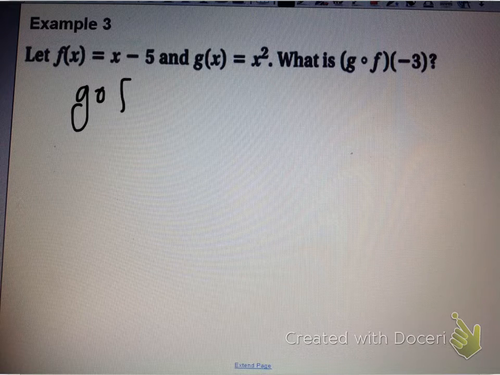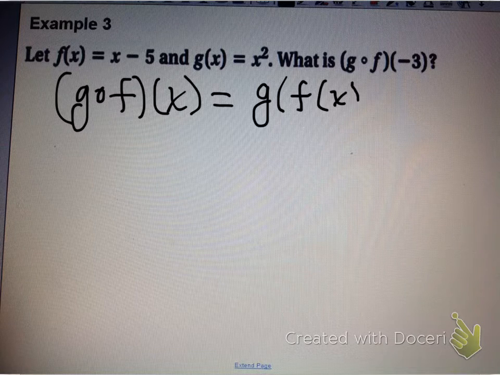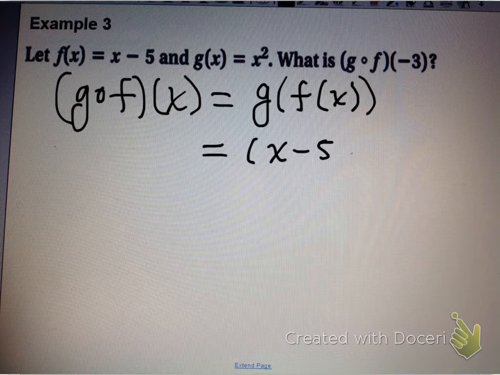So g of f of x equals g of f of x. I like writing it like this because you can kind of see what we have to do. We have to take f of x and plug it into g of x. So everywhere we see x in g of x, we're going to plug in x minus 5. So we have x minus 5 squared. And then that is our g of f of x.